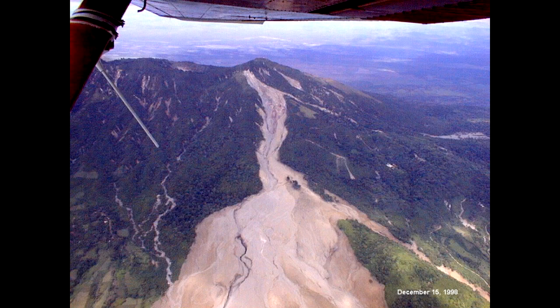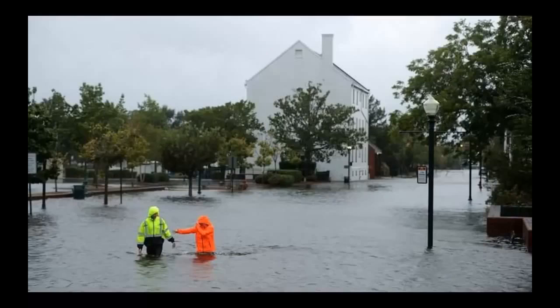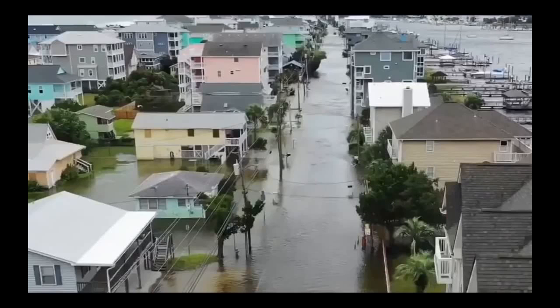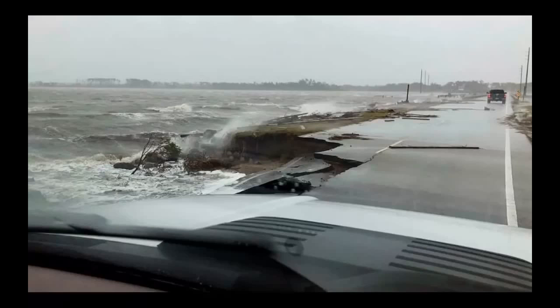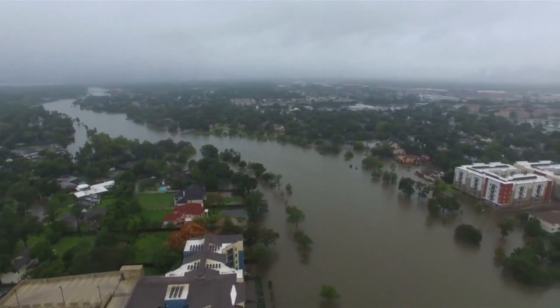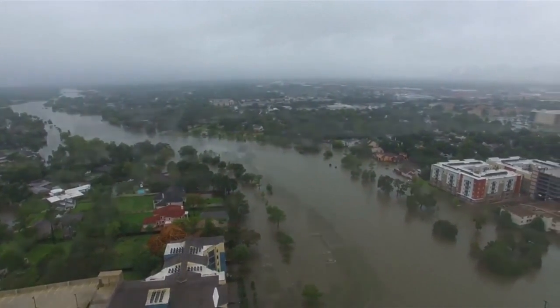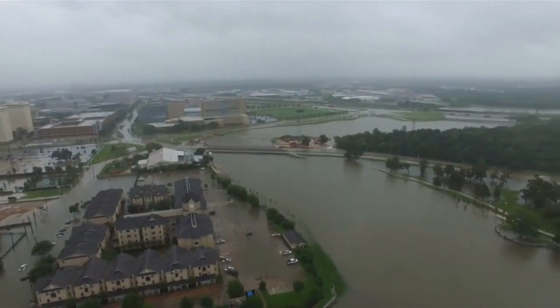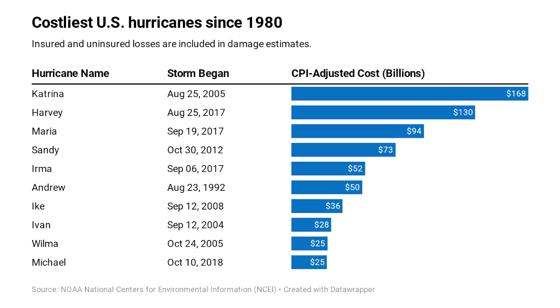Disturbing images from the extreme rainfall caused by tropical cyclones can be seen here, from Florence in Wilmington, North Carolina, which destroyed houses and roads, or here from Harvey in 2017, which destroyed many community buildings and houses. This chart shows the costliest hurricanes since 1980.